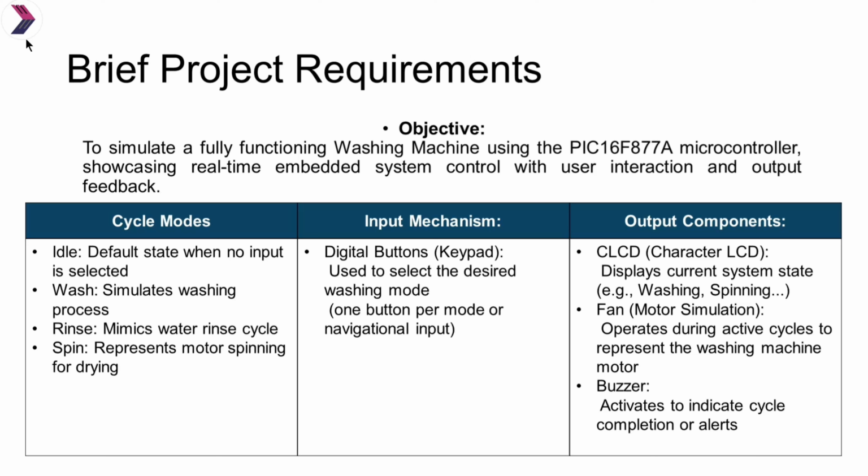The input mechanism consists of digital buttons, that is, a digital keypad used to select the desired washing mode, and there are output components like CLCD, fan and buzzer. The CLCD is the display used to show the current status of the washing machine. Then the fan is for motor simulation, which operates during active cycles to represent the washing machine motor. The buzzer is used to indicate cycle completion or alert systems.